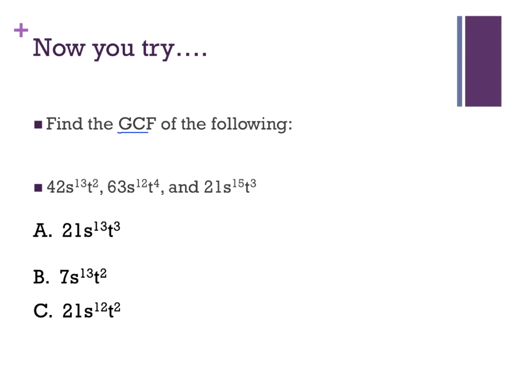I want you to try to find the greatest common factor of the following. 42 s to the 13th t squared, 63 s to the 12th t to the 4th, and 21 s to the 15th t cubed. If you were just trying to find the greatest common factor, what would it be? And I have our poll set up now for A, B, and C. What would that greatest common factor be?